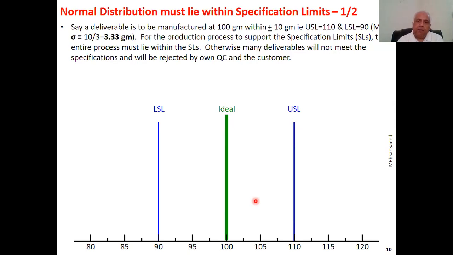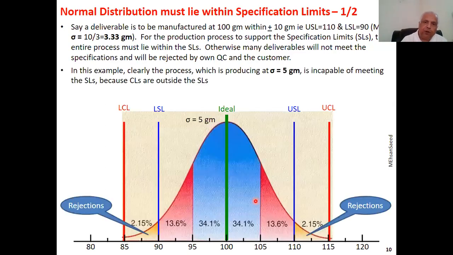Now let us compare this with your actual performance. Let us say the actual performance is this. What do we find here? We find that our control limits are outside the specification limits. What does that indicate? That means our process is going beyond the specification limits.